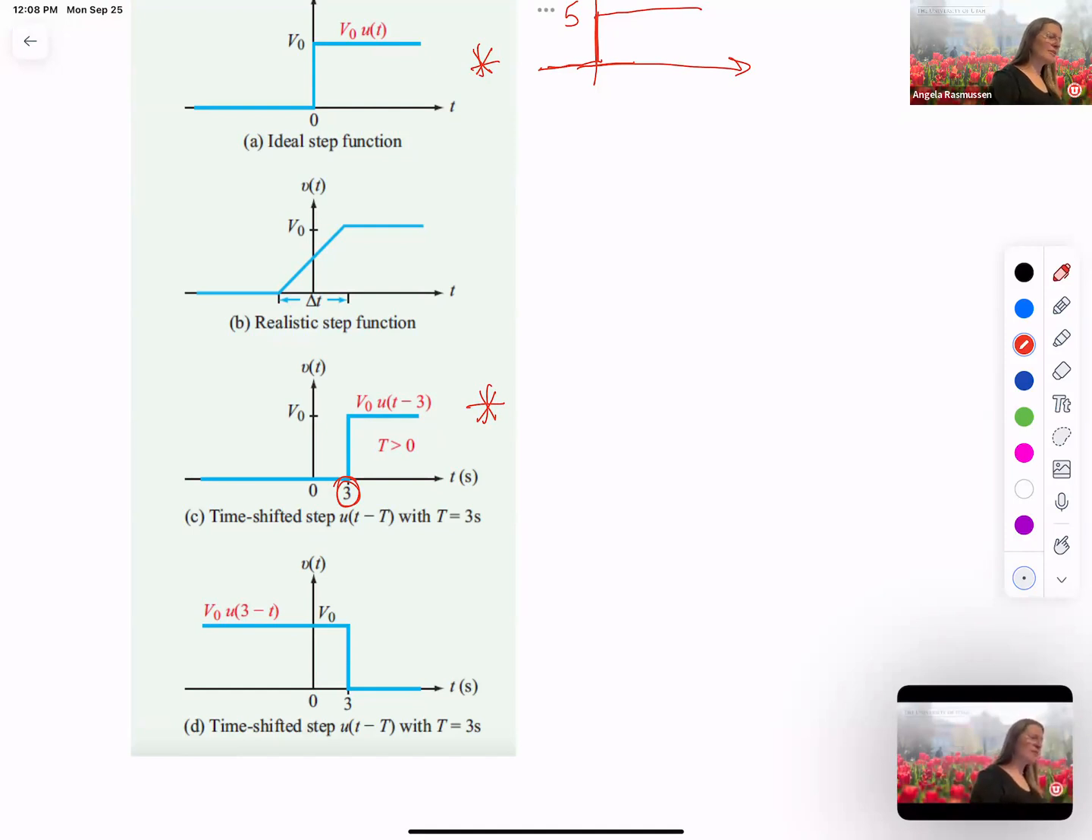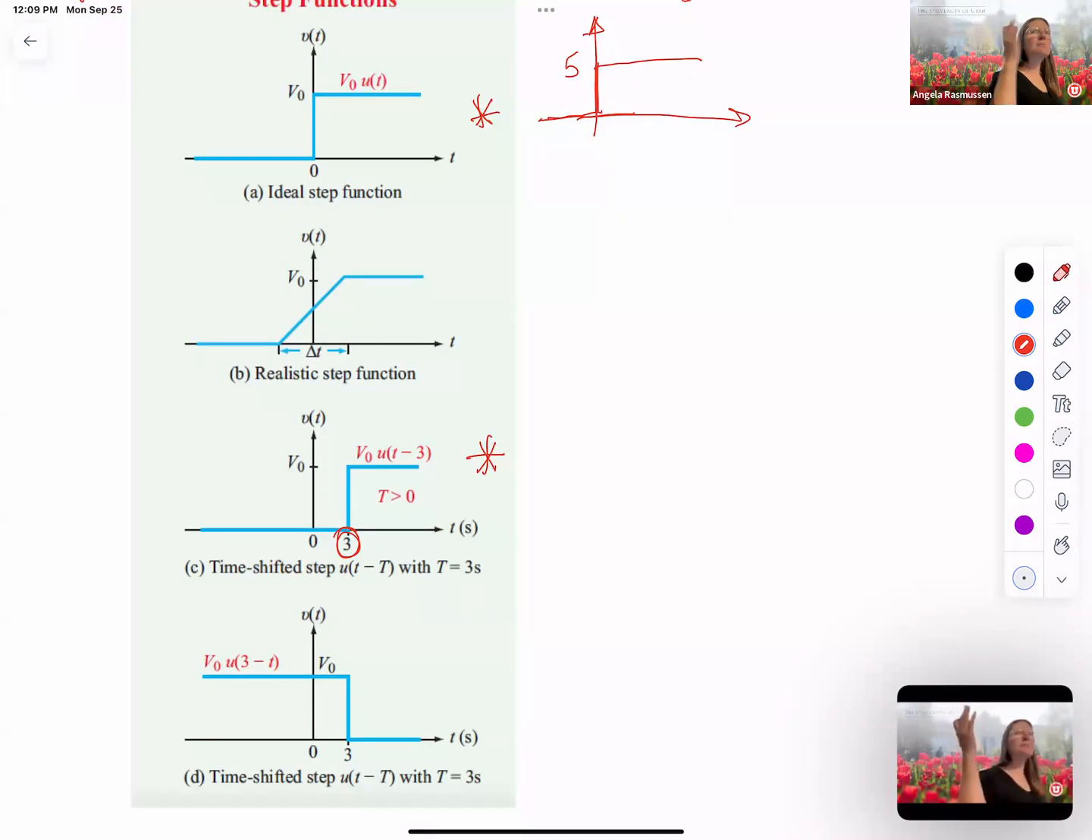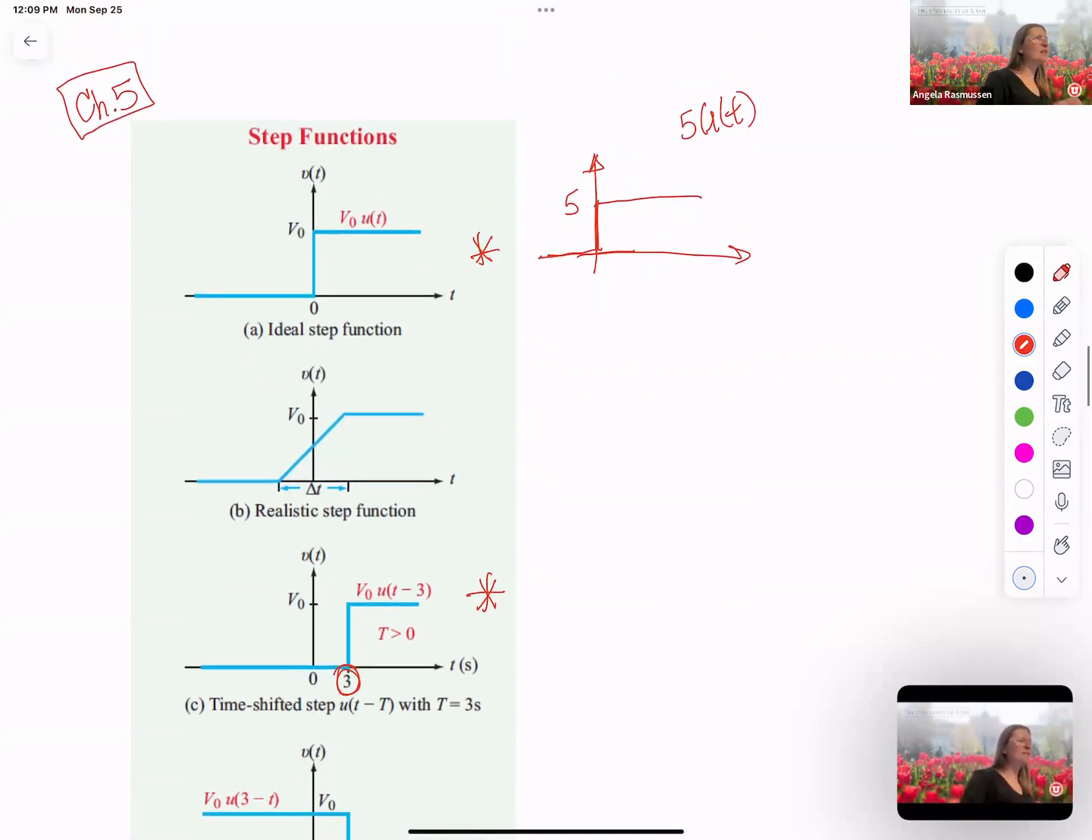The most common ones, because we deal with real time, are going to be U of t or U of t minus 3, or just a shift in time of what you want to be 0. Most of the time it's just U of t because I can define when my U of t starts. So that would be at 0. But instead of writing for t greater than or equal to 0 or for t greater than or equal to 3, all you have to do is write U of t or U of t minus 3. Does that make sense on how to write these?